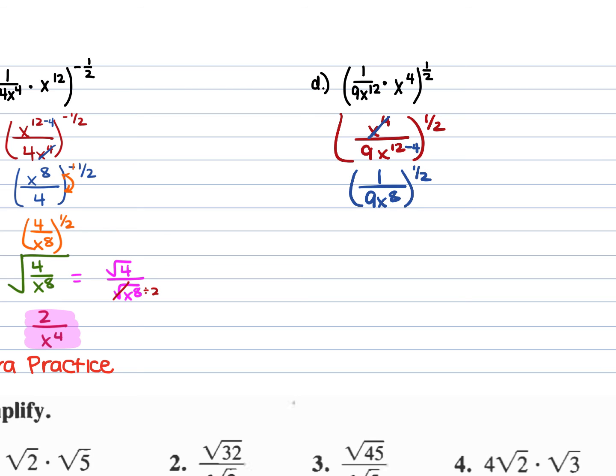So when we do this, we're going to take the square root of this entire thing. We have 1 over 9x to the 8th power underneath the square root. We're going to take the square root of the 1. We're going to take the square root of the 9x to the 8th power. This gives us 1 over 3x to the 4th power.